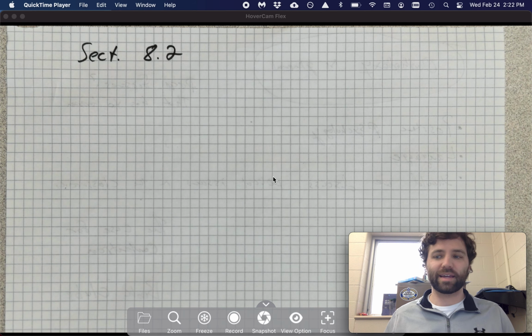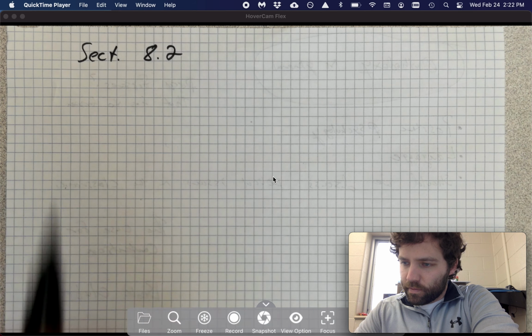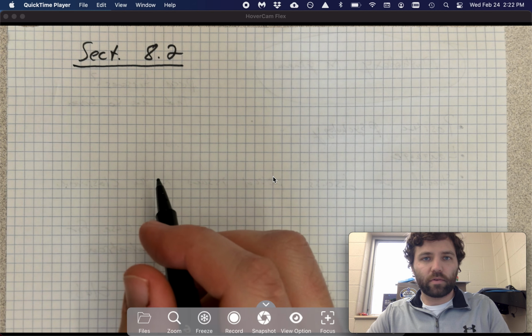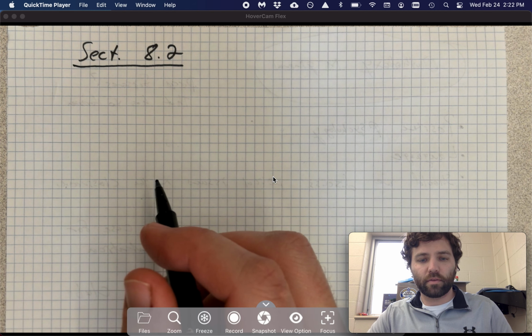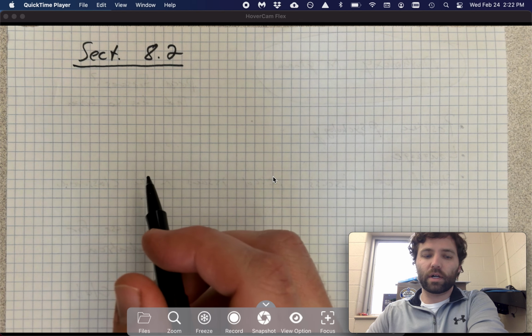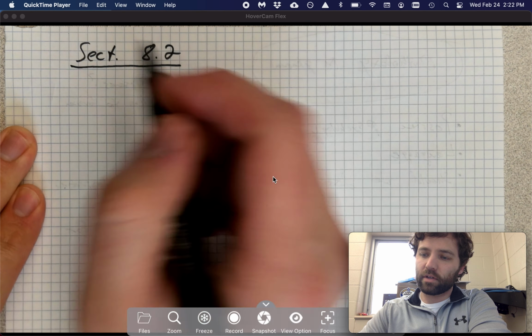8.2 today. This is area between curves. One thing I like about this section is that for the most part, the structure of the concepts is pretty intuitive. So let me set this up generally here.